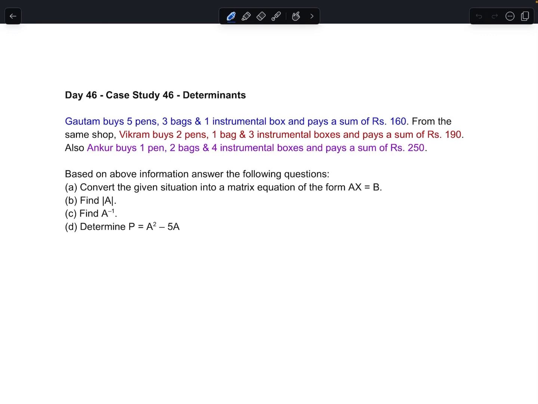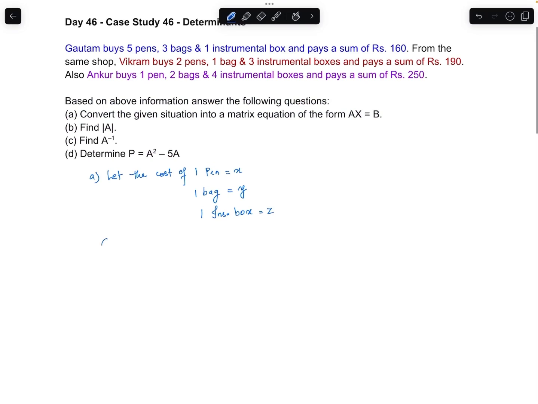First, let's write these 3 cases in the form of equations. Let the cost of 1 pen be X, 1 bag as Y and 1 instrumental box as Z. Gautam buys 5 pens: 5x plus 3y plus 1z is equal to 160.